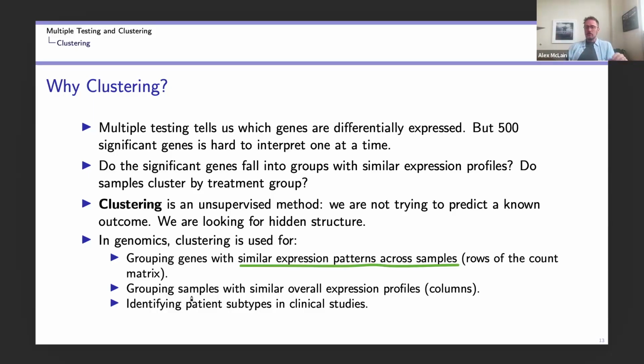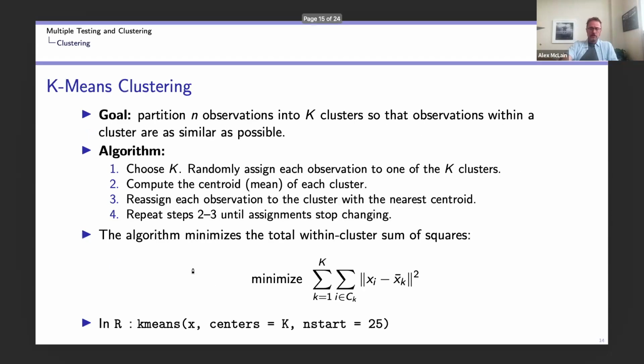In other studies, like the Framingham Heart Study, for example, we may be more interested in grouping by the participants. For the genetic data we're looking at, probably grouping by genes would be more scientifically meaningful. So we'll talk about two clustering methods.